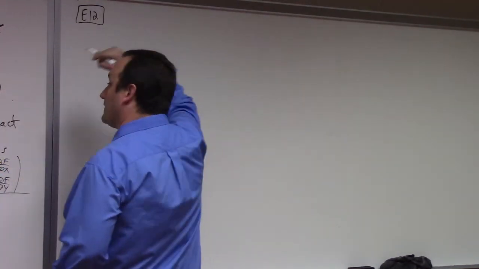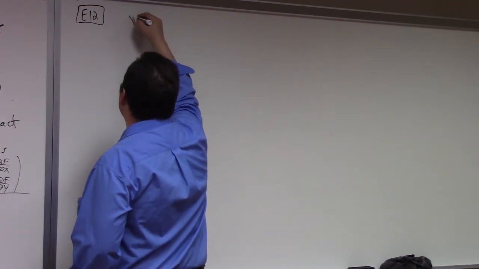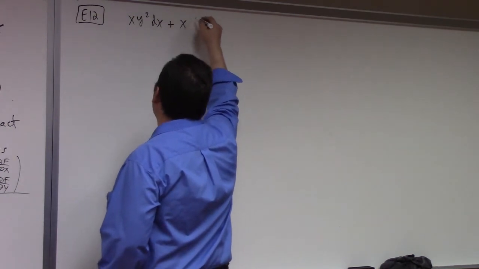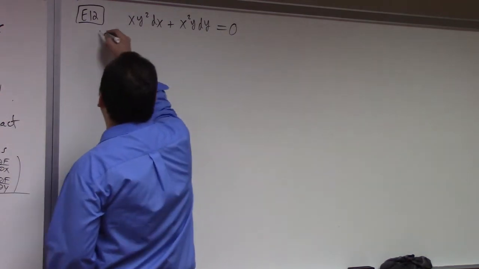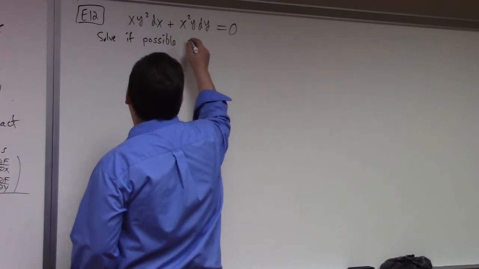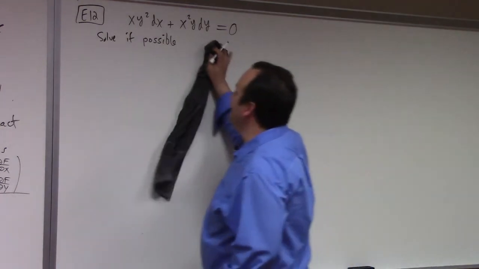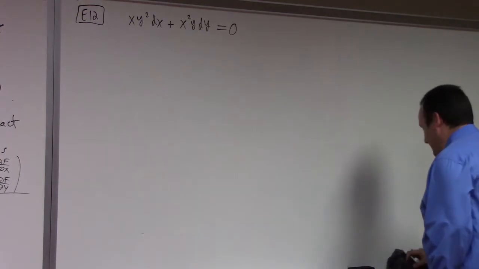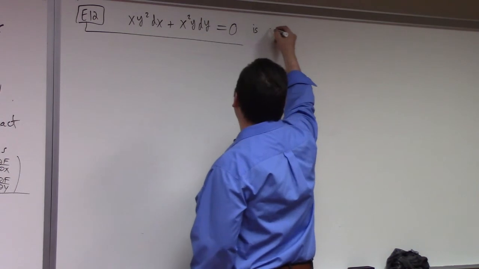Here's a different one, though. Let's suppose that xy squared dx plus x squared y dy equals 0. Let's try to solve this. It's pretty hard for me to come up with examples of differential equations we can't solve, for reasons I'll project soon. But the real question is, is this exact?